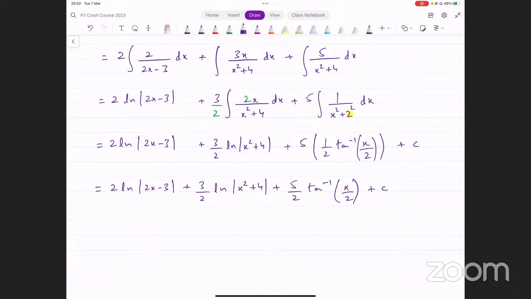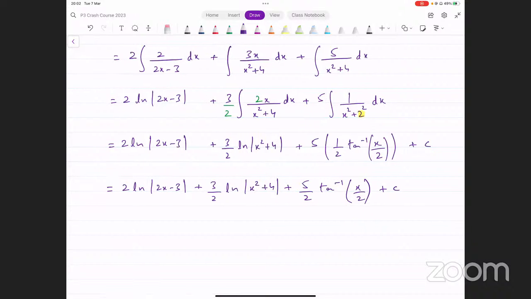Now, there's another thing that you also need to do in such cases. In the final answer that the examiner wants, they want a single log term. You generally cannot have multiple log terms in the final result. So you'll also have to use some log rules here to make it a single log term.